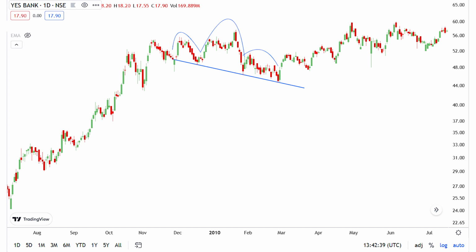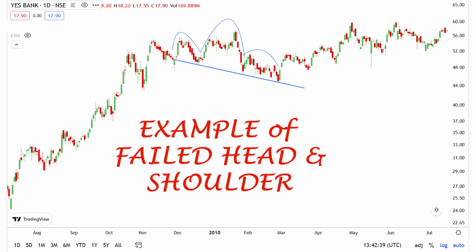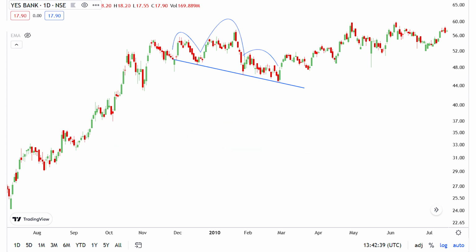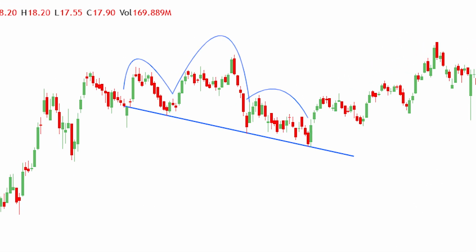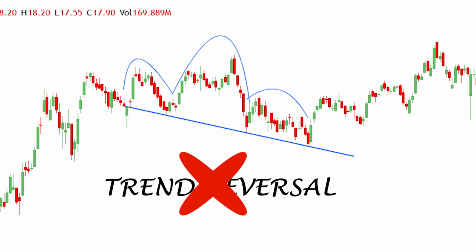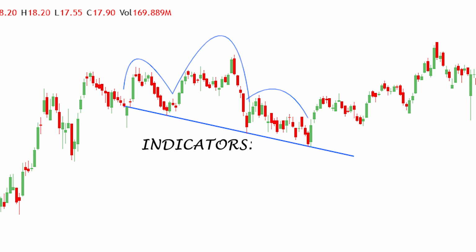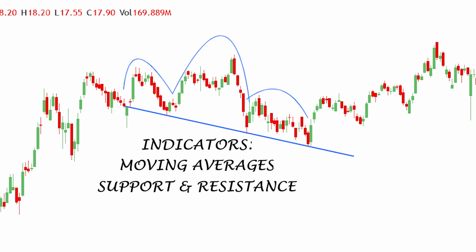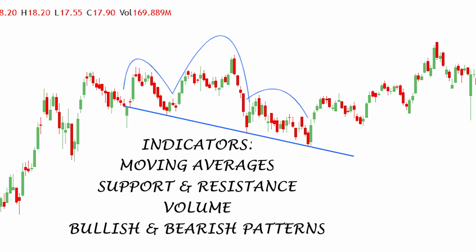This is the chart of Yes Bank. This is another example of head and shoulder pattern, but it failed. In this chart, the head and shoulder pattern does not confirm the reversal of the trend. I have added this chart to show you that when you see a head and shoulder pattern, that does not necessarily mean that the trend is going to reverse. You can use different indicators as a confirming signal like moving averages, support and resistance, volume indicator, and different bullish and bearish candlestick patterns to increase the probability of trend reversal.